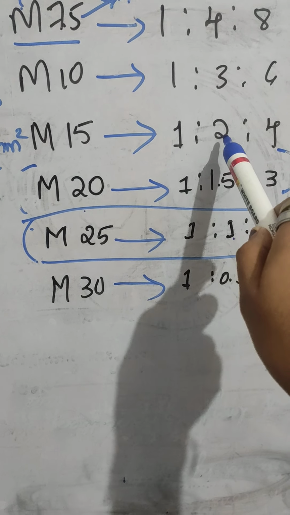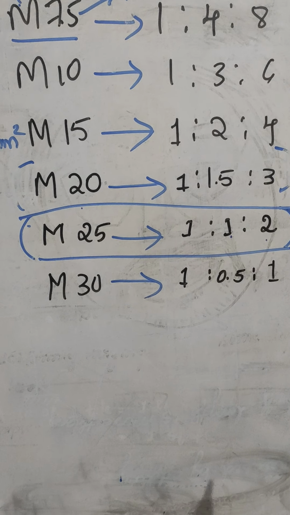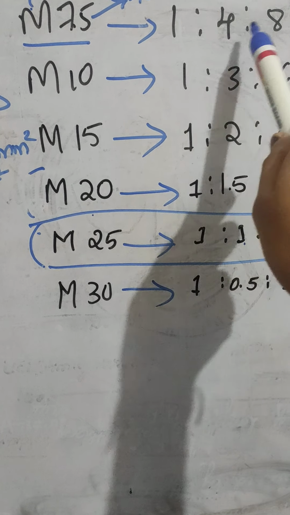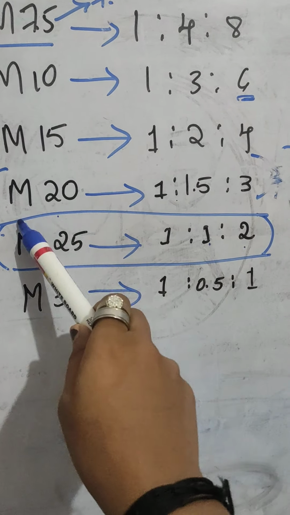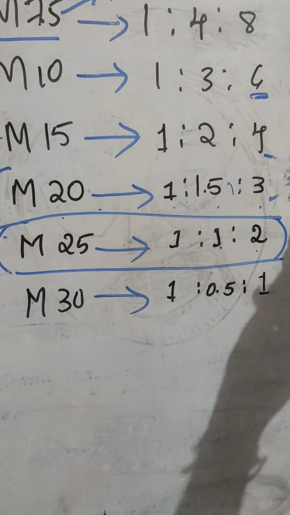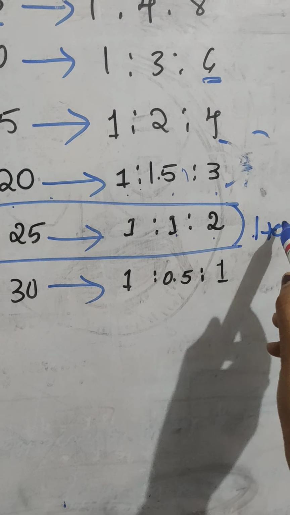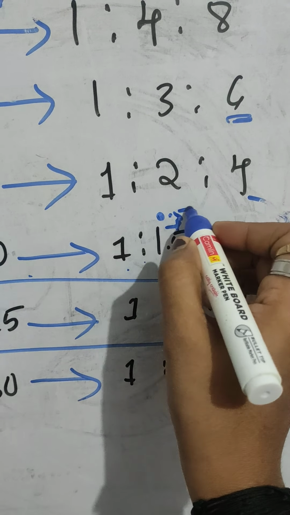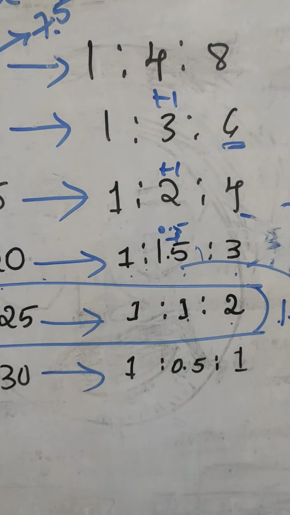So after this, you should add 1, 1. That is 2 plus 1, 3, 3 plus 1, 4. So whatever the second part is there, its double is the next portion. For example, see now for M20, the mix ratio is 1:1.5:3. Here I will write 1 plus 0.5, you will get 1.5. In a similar way, 1.5 plus 0.5, you will get 2. 2 plus 1 plus 1, you will get 3 and 4.